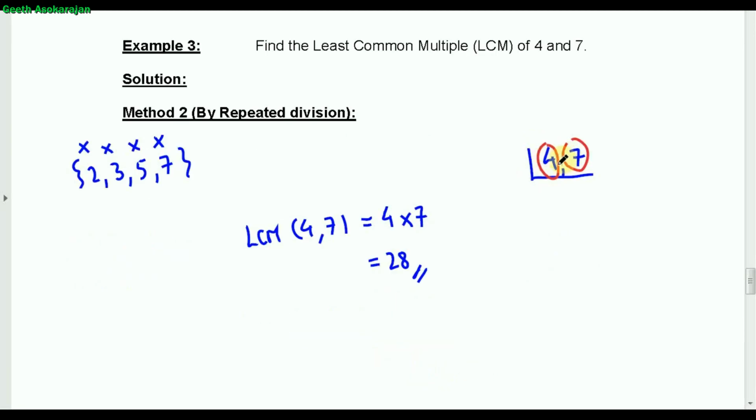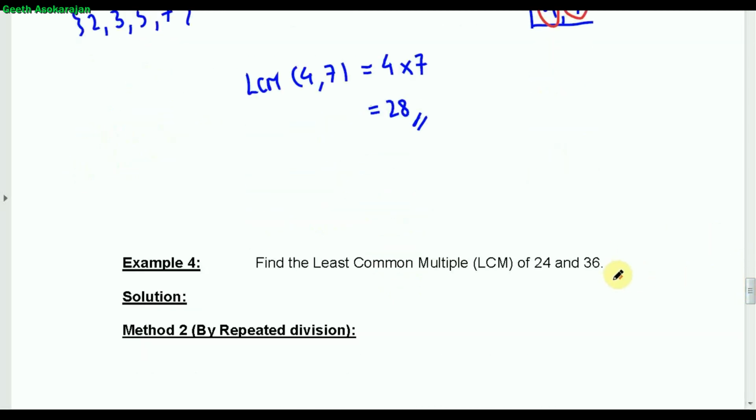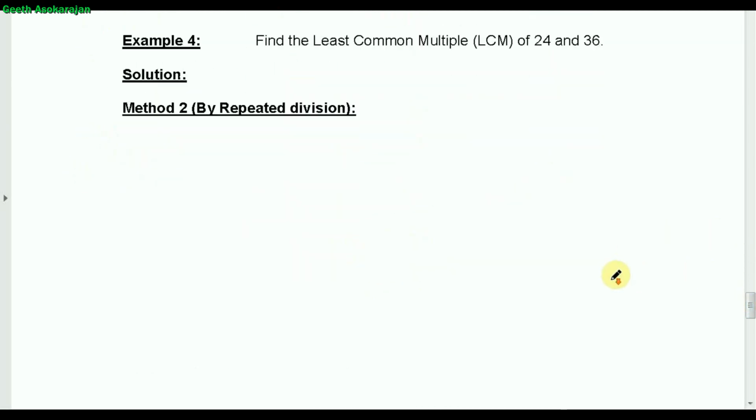So remember, if you can't divide by the numbers on your list, or can't divide both, stop the process and just multiply these two numbers. That will give you the LCM. However, let's continue. I've got another one. Now, pause the video, have a go at example number 4, see how you get on, and I'll go through the solution soon.